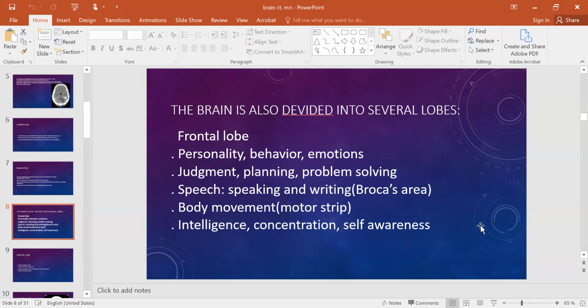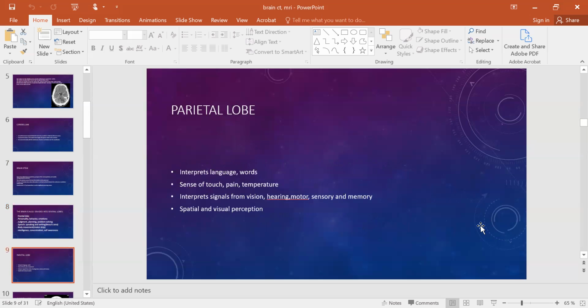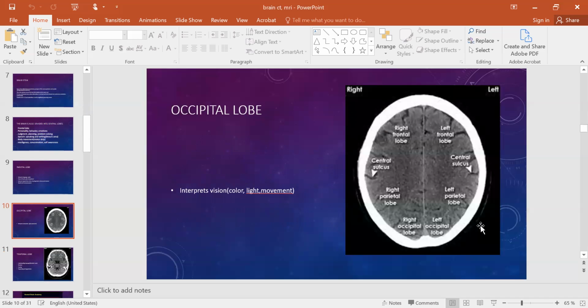intelligence, concentration, and self-awareness. The second one is the parietal lobe, which interprets language, words, sense of touch, pain, temperature, interprets signals from vision, hearing, motor, sensory, and memory, spatial and visual perception. And the occipital lobe interprets vision, color, light, and movement. We have one more lobe, the temporal lobe. Here, computed tomography, axial plane.